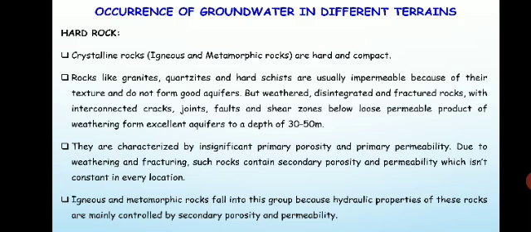Hard rocks are the crystalline rocks, like igneous and metamorphic rocks. Igneous rocks like granite and metamorphic rocks like gneiss are usually hard and compact. Rocks like granites, quartzites and hard schist are usually impermeable, meaning they will not allow water to percolate downward. Why? Because of their texture, because they are very hard. The texture does not favor water percolating down, and they do not form good aquifers.